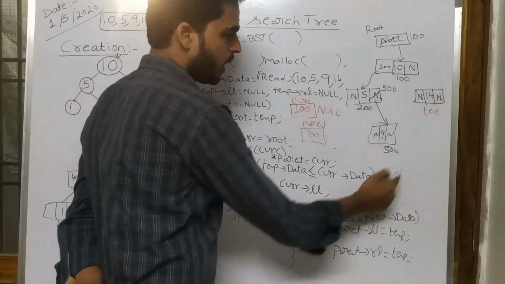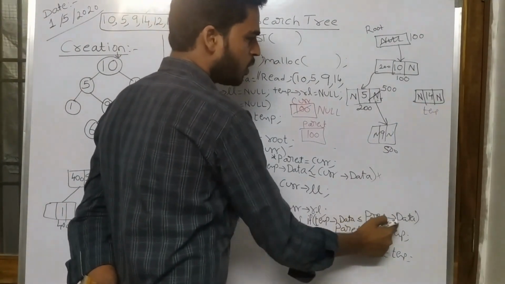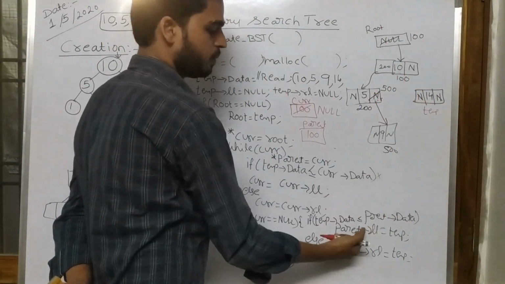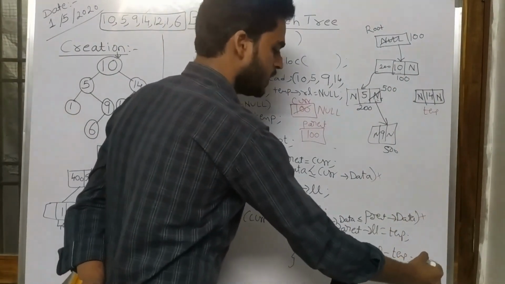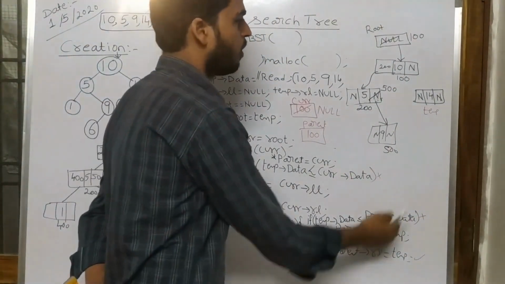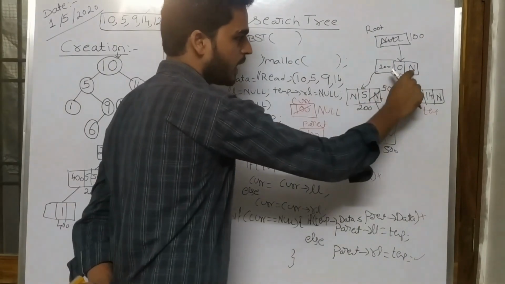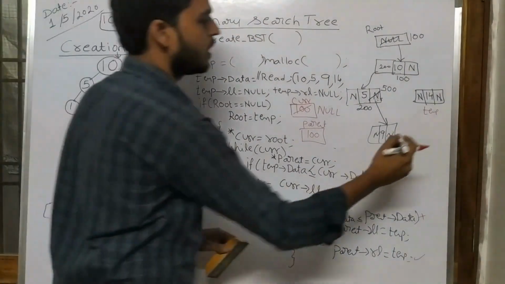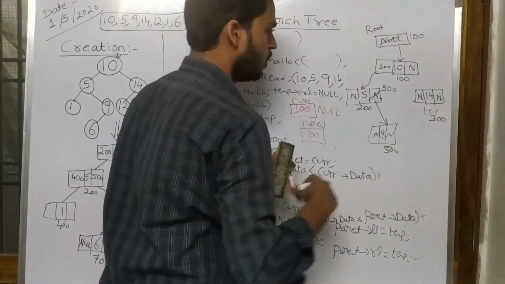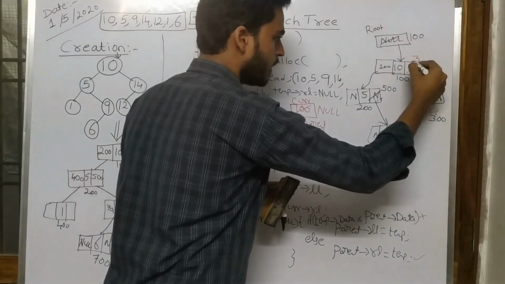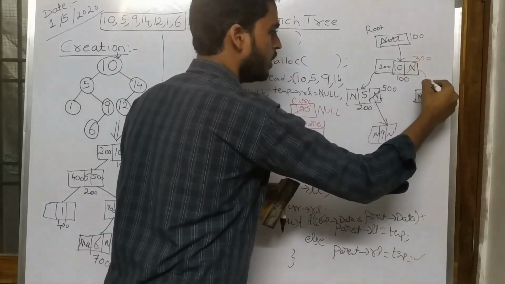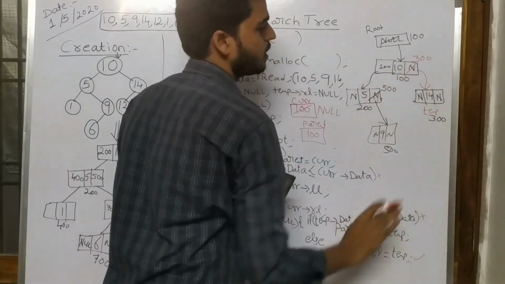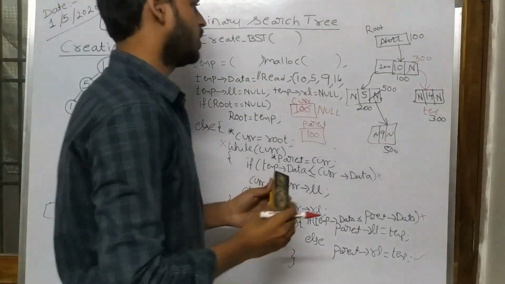If temp's data, what is temp's data? 14 less than or equal to parent's data, what is parent? 100, right? Is 14 less than or equal to 10 or not? No, this condition fails. When this condition fails, it is going to execute parent's right link. What is parent's right link? Parent is 100, 100's right link is this one, equal to temp. What is temp's value? I am assuming that it is 300. So this parent's right link is null, and that null value is replaced with 300. So this node knows the address 300, and it will be connected like this. That's it. So this way it is going to create a node.